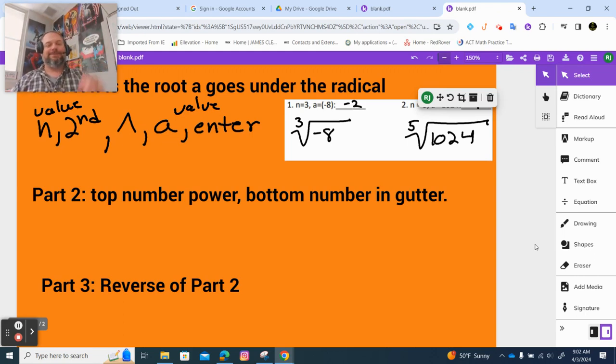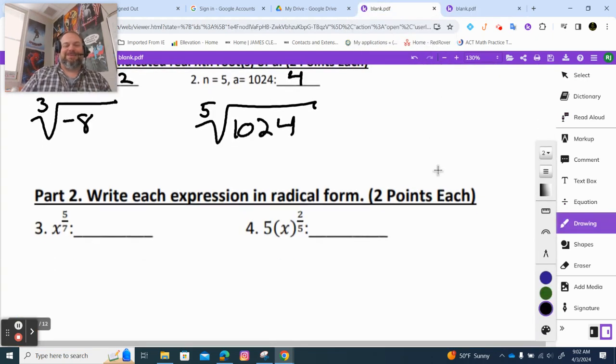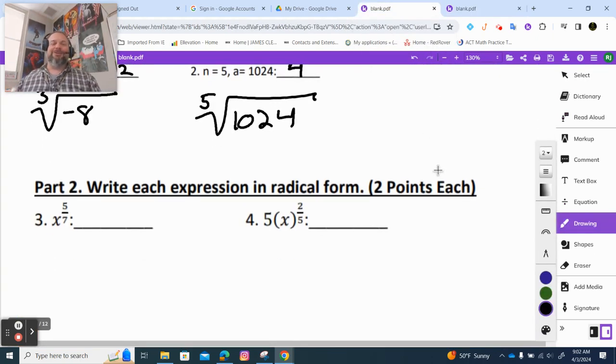Oh, there it is. I mean, that's a pretty good goofy laugh right there.